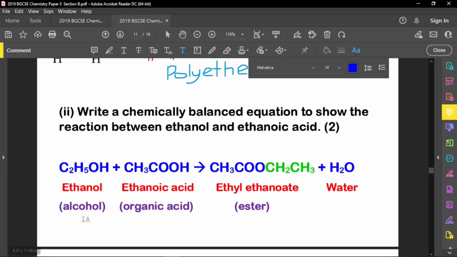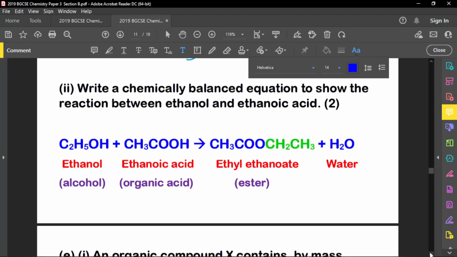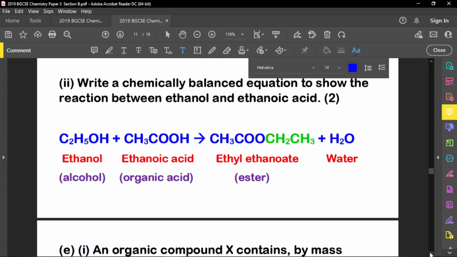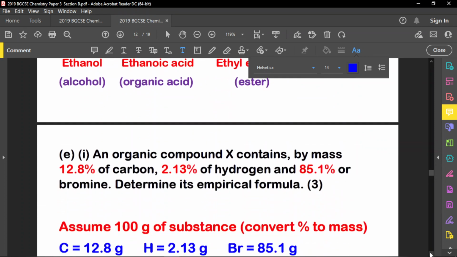And so this C2H5OH is ethanol, which is an alcohol. And then we have our ethanoic acid, which is an organic acid, and our ethyl ethanoate, which is the ester formed, and water. So that's just a breakdown of what is happening right there. That's to show you the entire question again. All right, let's go to the next part of the question here.